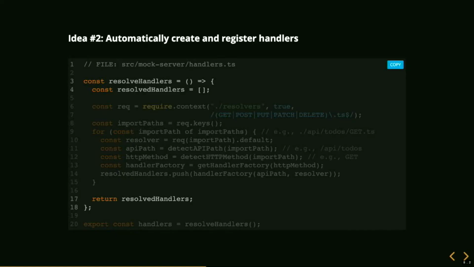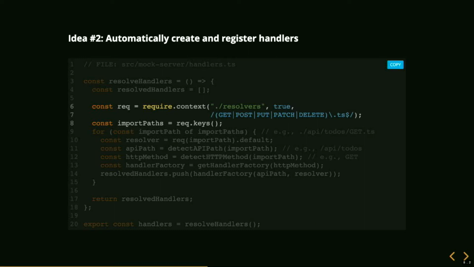Built on top of the basic idea, we can now automatically create and register the request handlers based on our response resolvers because we have followed a rigid pattern of organizing those files. Assuming that we are using Webpack, the trick here is to utilize require.context to scan and import each response resolver according to our pattern. I will show you a working example. So we could write a function that returns a resolved handler, and inside of the function, we could just scan the resolver folder and grab all the .ts files following a specific naming pattern.